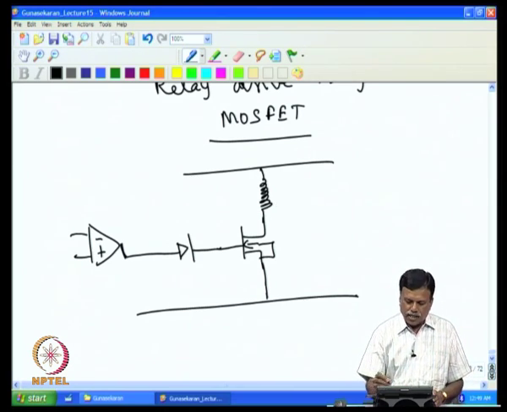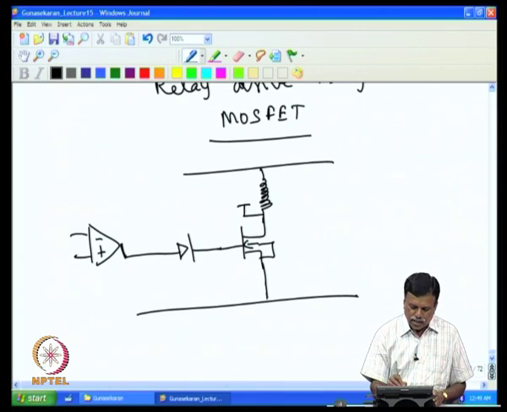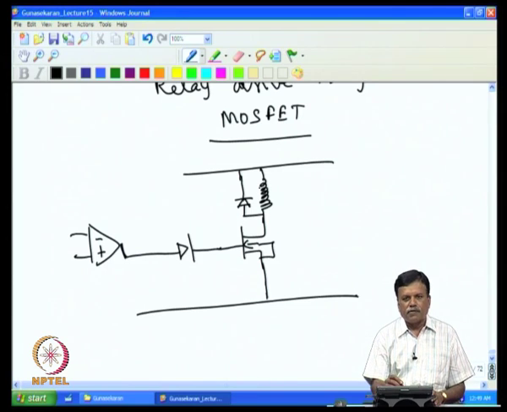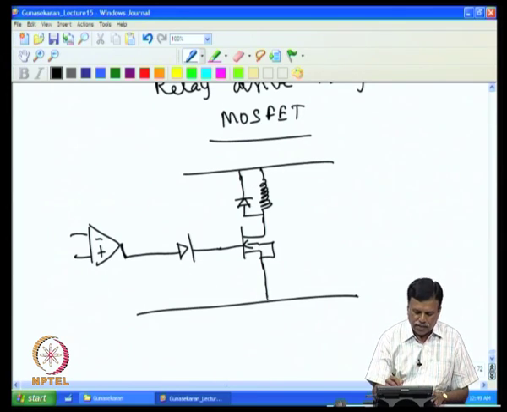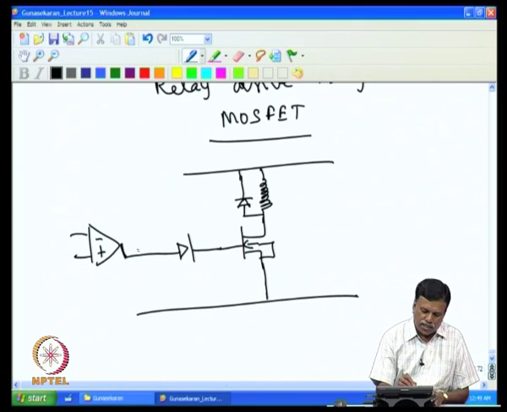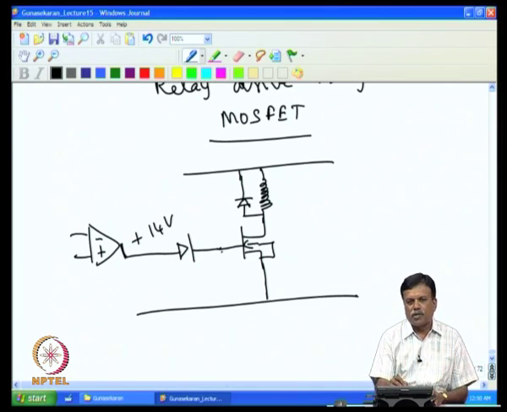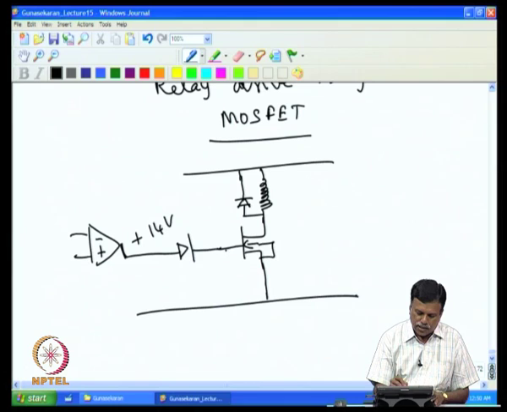One small thing, I did not explain what happened in the other case, what is the function of this diode. So in this design I will explain the function of this diode in detail. When it is plus 15 volt, when it goes high, you will almost get around 14 volt, and then after one diode drop you will get about 13.6 volt. So the MOSFET will be on and we need not worry about the current.